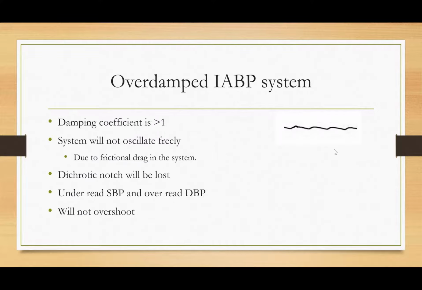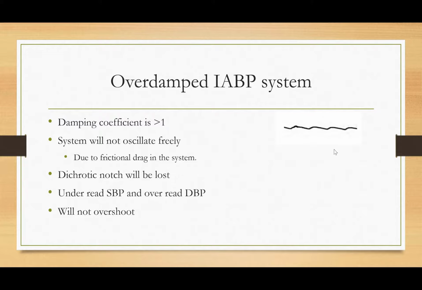While what is an overdamped system? In an overdamped system, the damping coefficient will be more than 1. There will be too much resistance inside the system, and the system will not oscillate freely. In an overdamped system, the systolic BP will be low and the diastolic BP will be high, and the system will not overshoot.